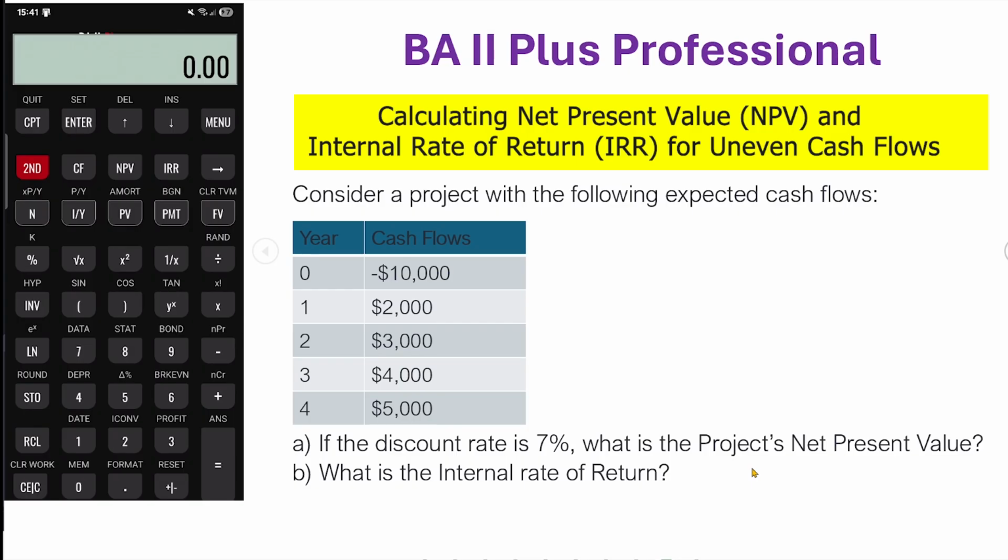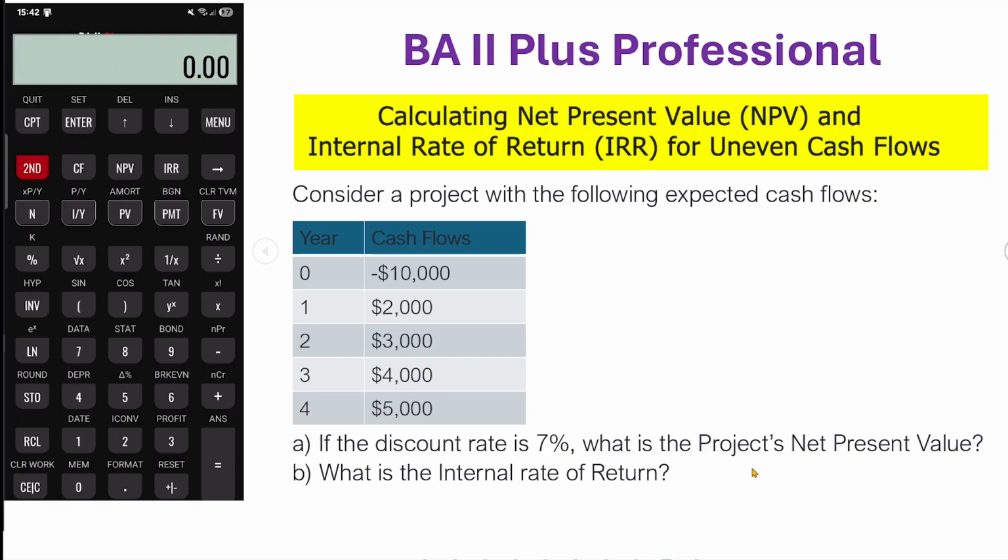Suppose you are evaluating a project with the following expected cash flows. Initial investment 10,000, that is an outflow. Year 1 2,000, year 2 3,000, year 3 4,000, year 4 5,000. The discount rate, also known as the opportunity cost of capital, is 7%. We want to determine the net present value of the project and the internal rate of return.